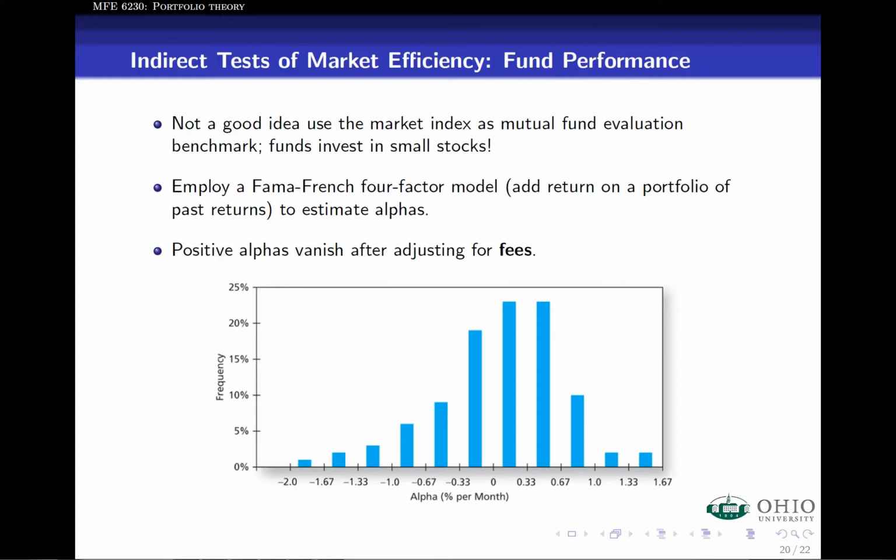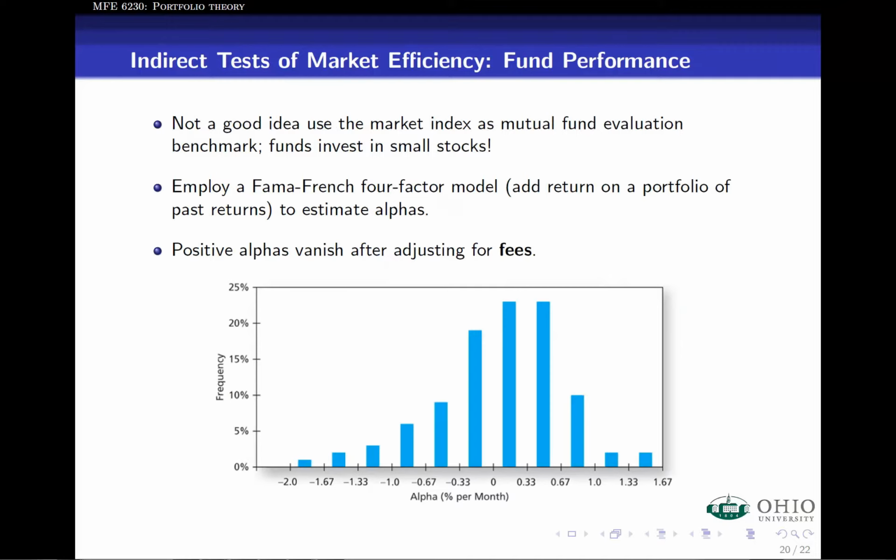Okay. So instead of comparing the performance to the market portfolio, we're going to use the Fama-French four-factor model. The four-factor model contains the market index, size portfolio, book-to-market ratio portfolio, and the momentum factor. Right? The momentum factor is the return on the portfolio of past returns, a portfolio that buys winners and sells losers. And then we're going to estimate alpha based on this four-factor model, which basically incorporates the behaviors of fund managers who invest in small stocks as well as large ones, and they follow some momentum strategies too.